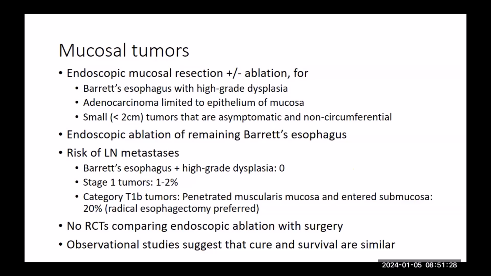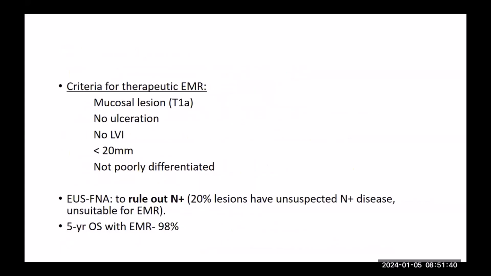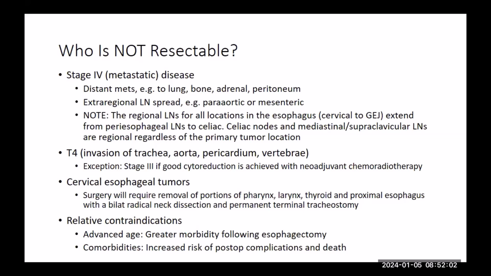Because in category T1b tumor, at presentation, 20% have lymph node metastasis. So in that patient, we can opt for the radical esophagectomy, and at that time, mucosal resection cannot be helpful. So criteria for therapeutic endoscopic mucosal resection is mucosal lesion only, T1a N0. There should be no ulceration, no LVI. The tumor size should be less than 2 centimeters, and it should not be poorly differentiated. So 5-year OS with this T1a lesion is almost 98%. So this is for the T1a disease.